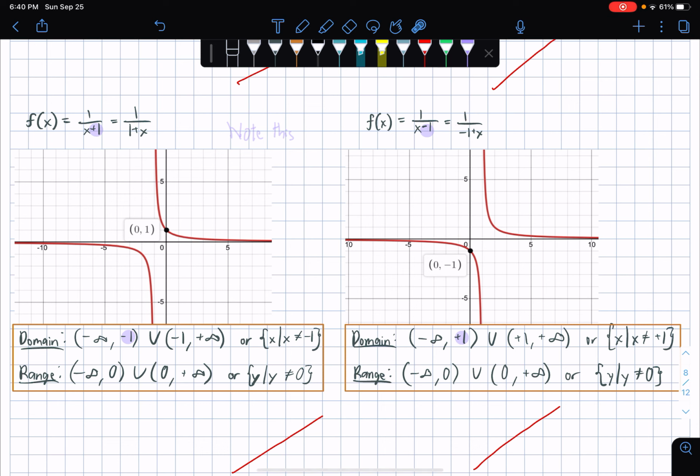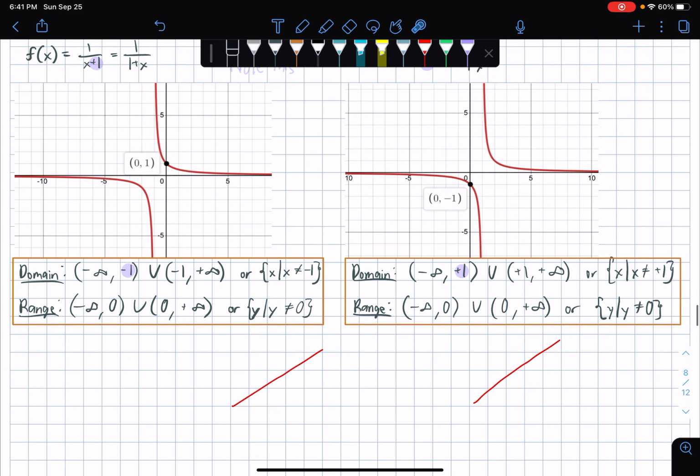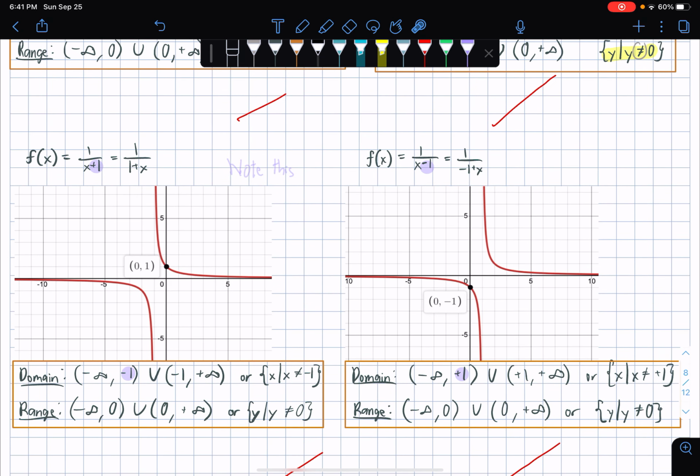That also goes for this. If the number is negative, here it's negative 1, then the domain will be not equal to positive 1. Then the range will always still be not equal to 0. So the way you write it in another way, it's basically negative infinity to negative 1 union negative 1 to positive infinity. But I could already tell you now that it's a lot easier to write the final answer in set builder notation.